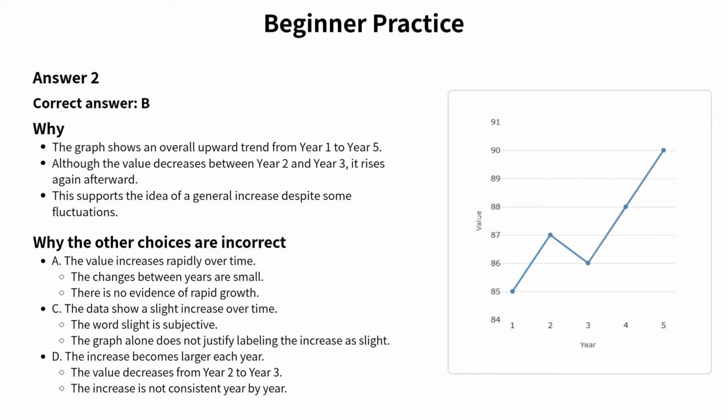Now, why not the others? A says, "rapidly," but the changes are only a few points. C says, "slight," which is subjective and not something the graph proves. And D says the increase gets larger each year, which is false because the graph goes down once. On the SAT, choose the statement that is accurate, cautious, and supported by every part of the graph.